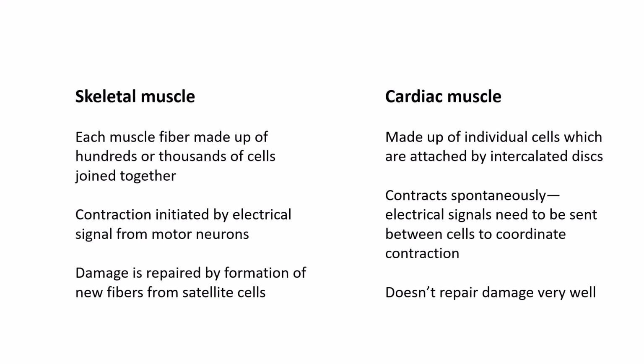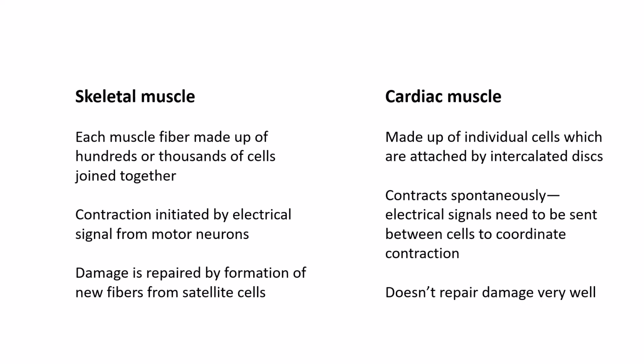Now the cells are joined together by special structures which allow electrical signals to pass from one cell to the next, which is very important to allow them to contract in a coordinated fashion for the heart to be an efficient pump, which is the next distinction between skeletal muscle and cardiac muscle. Skeletal muscle doesn't generally contract by itself.